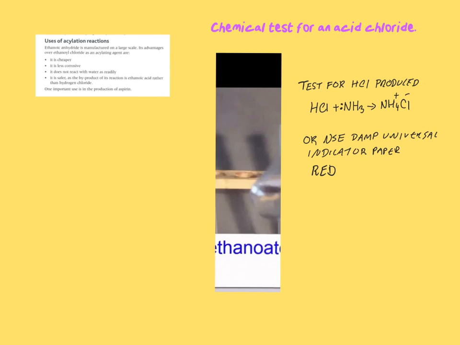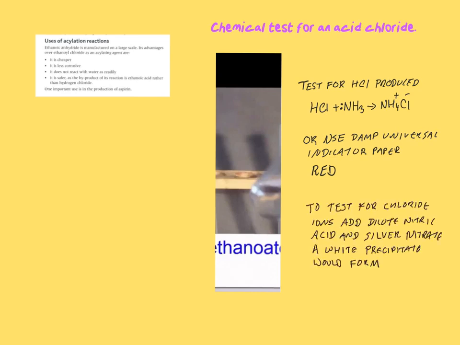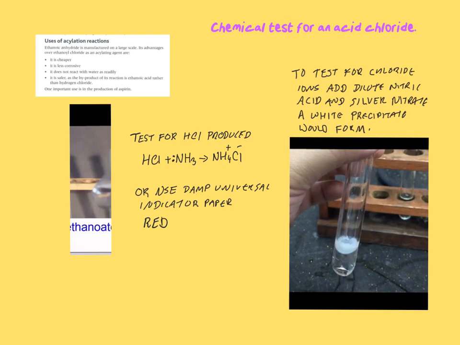How could you tell there were chloride ions present? Well done, you can remember from your group 7. To test for chloride ions, you simply add some dilute nitric acid to get rid of unwanted carbonates, and then add silver nitrate solution, and a white precipitate would form. You will see that a white precipitate forms immediately.